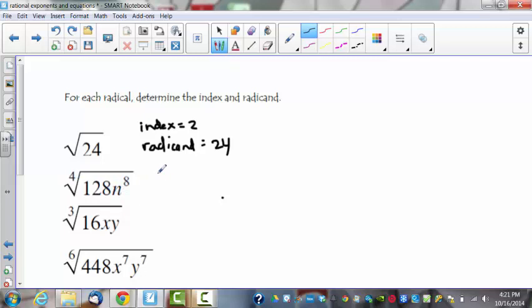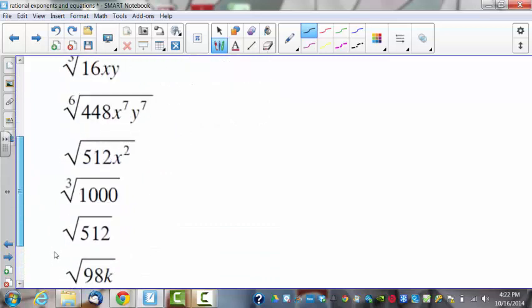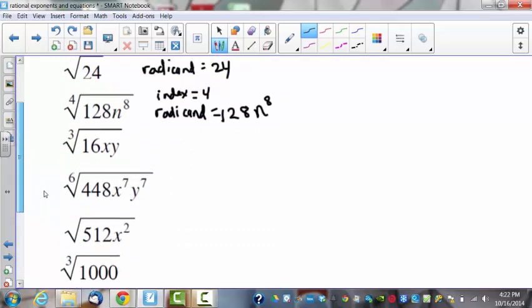Here the index would be 4, so you're taking the fourth root, but the radicand is everything inside the radical sign, so this would be 128 to the 8. So just to pick one and do, go ahead and do one more on your own.